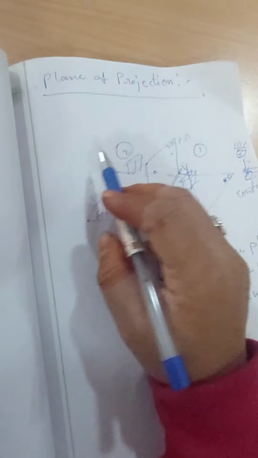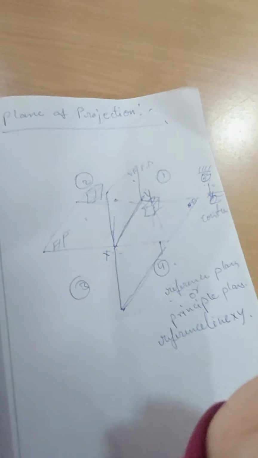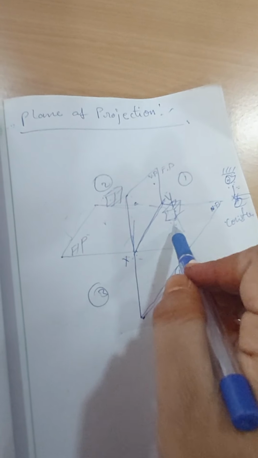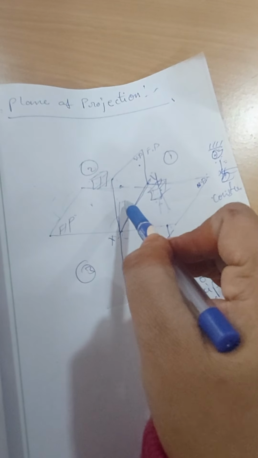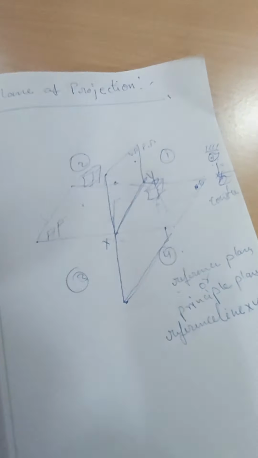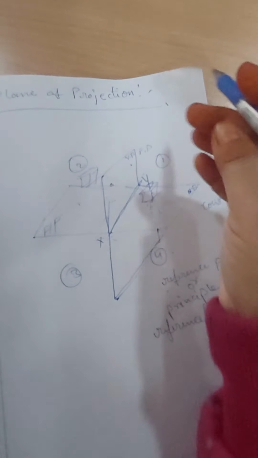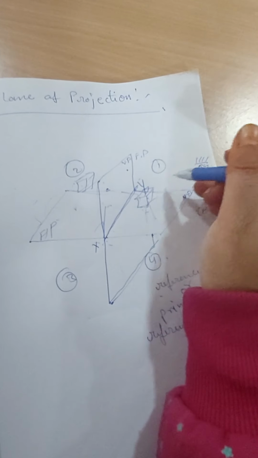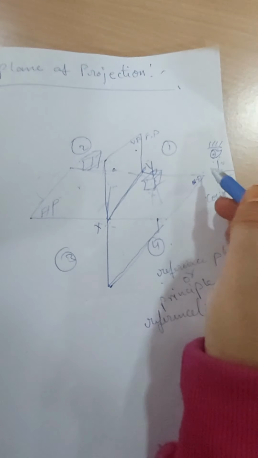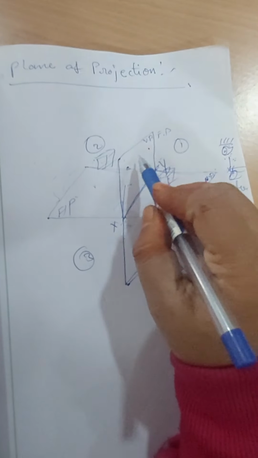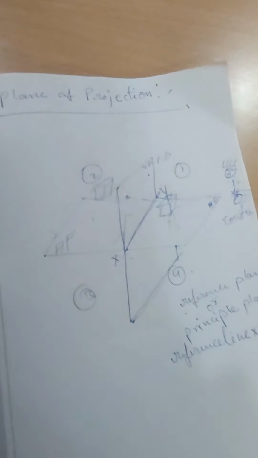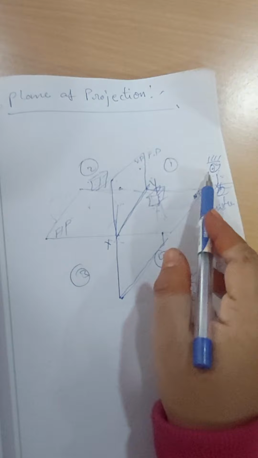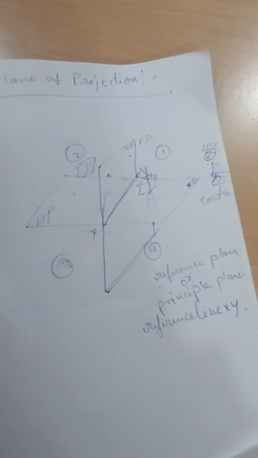Why behind the vertical plane means, see here, in the first quadrant the observer is constant and the plane of projection is constant, but here we are including the object. See, the object lies between the observer and the plane of projection. In the second quadrant, the plane of projection lies between the observer and the object.